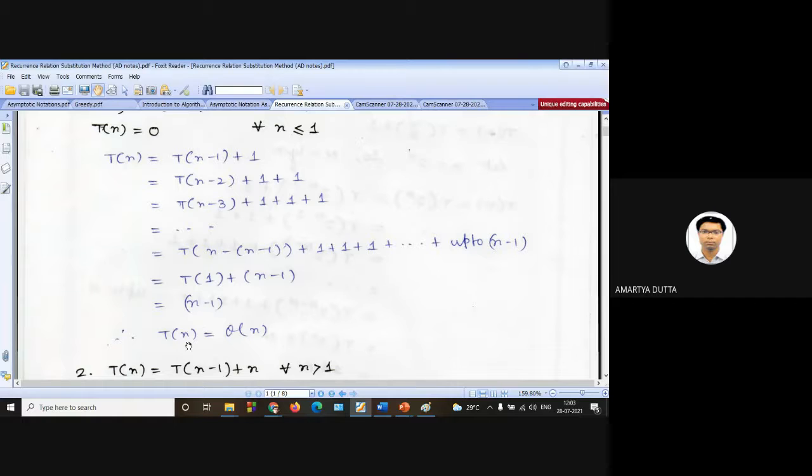So what is the complexity? The complexity of this recurrence relation is order of n. Here I am using big theta, order of n.